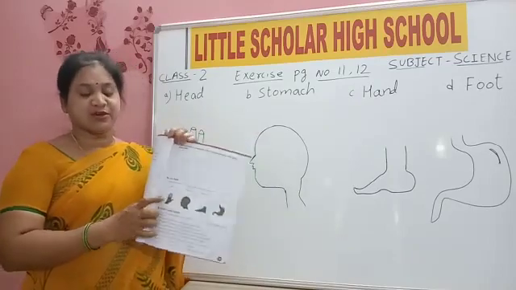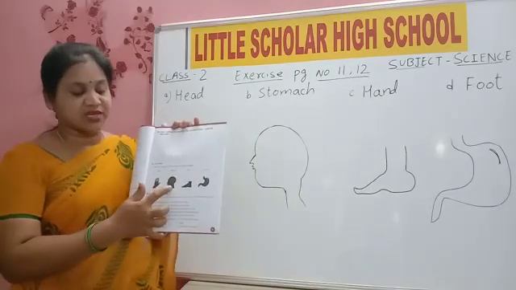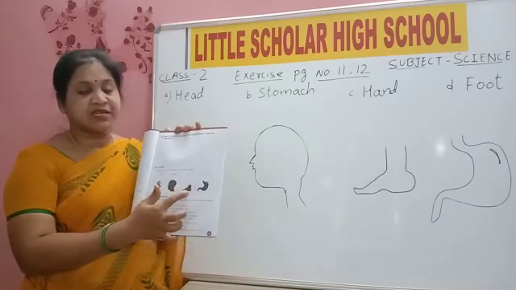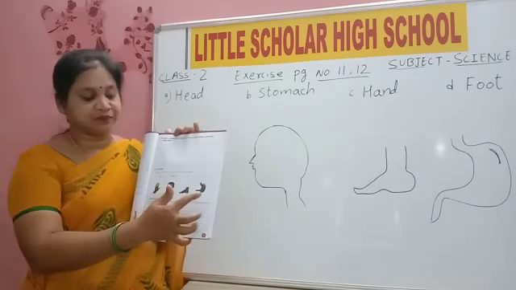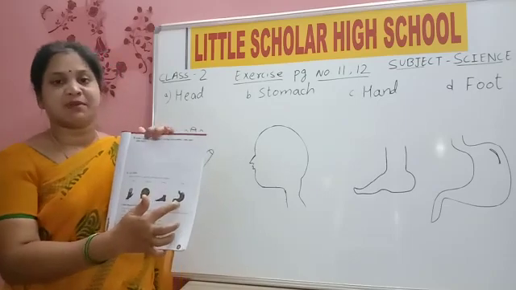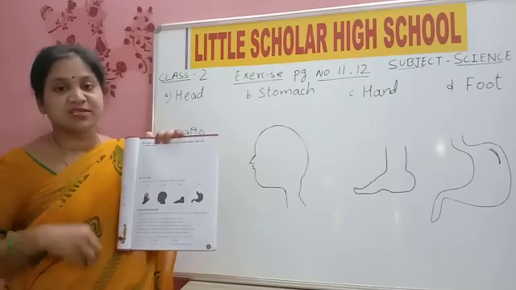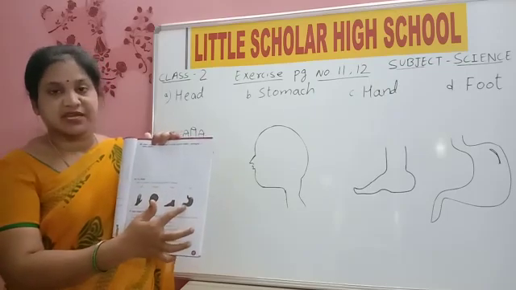By seeing these shadows, can you tell me what this is? Yes, this is hand. What is the second one? Head. Third one, foot. Fourth one, stomach. This is stomach, children. See how the stomach is? Stomach is like a bag. Whatever we eat goes inside the stomach.